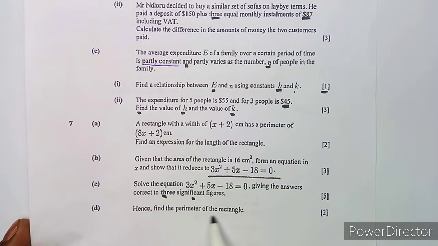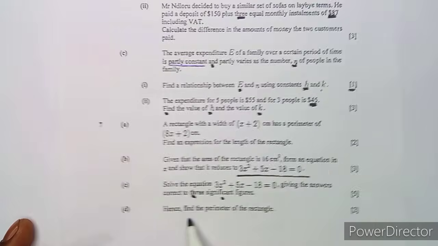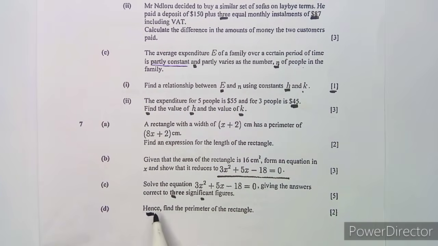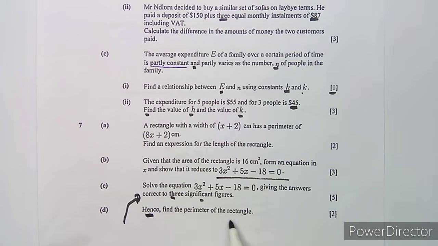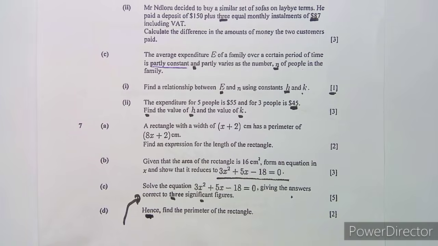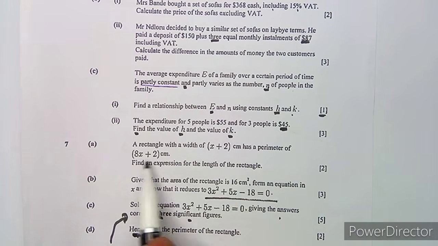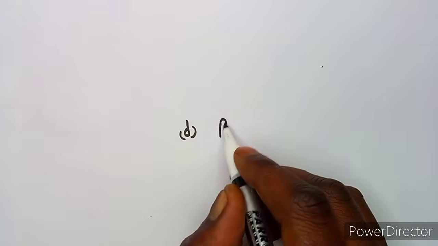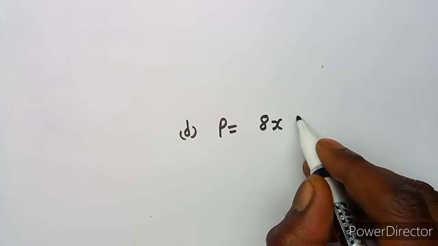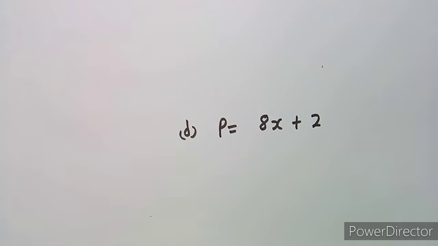All right, let's see another question now. Hence, find the perimeter of the rectangle. So hence, it's a continuation from what you have determined. Use that to determine the perimeter. That is what hence means. So you just calculated the value of x. So using the value of x, now calculate the perimeter. But we are not going to struggle because already there is an expression for the perimeter, because we are given it has a perimeter of 8x plus 2. So the expression for the perimeter is already there. It's 8x plus 2, in centimeters.